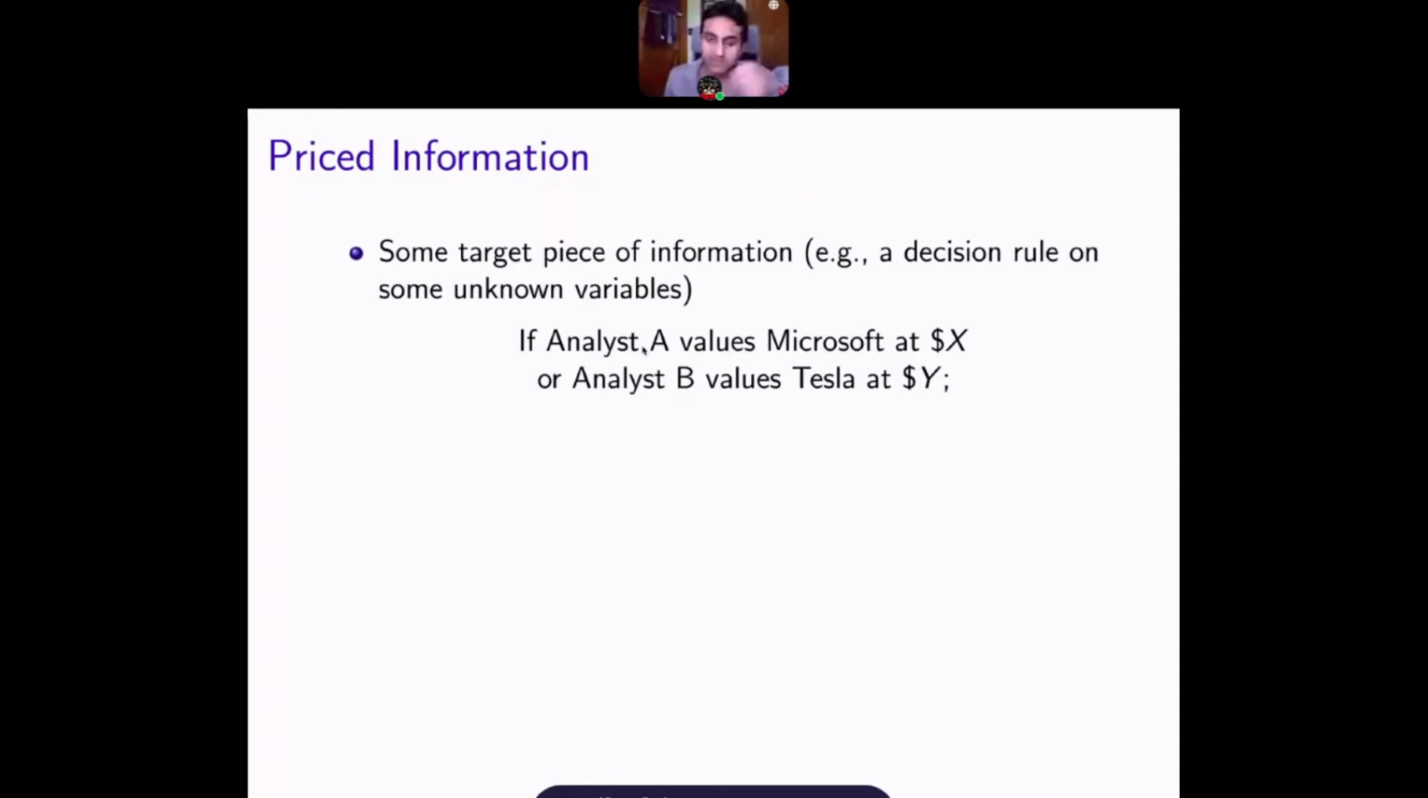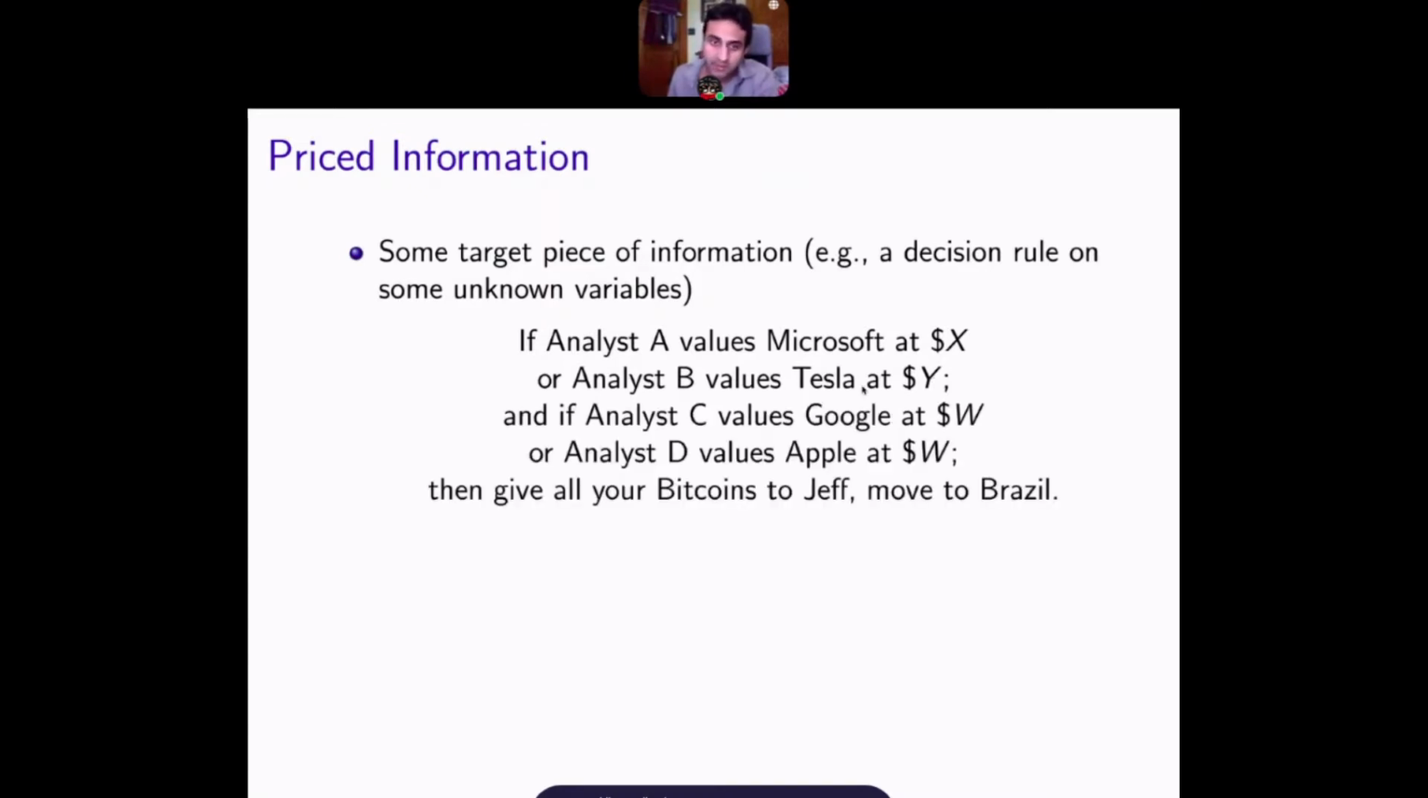Your decision rule looks like: if analyst A values Microsoft at X dollars or analyst B values Tesla at Y dollars. In order to ask analyst A and analyst B what these values are, it costs you something. And you could have a longer, complicated rule: if analyst C values Google at W, D values Apple at Z, then give all your Bitcoins to Jeff and move to Brazil. So you have some sort of weird decision rule.